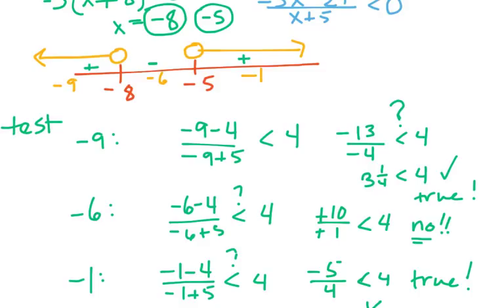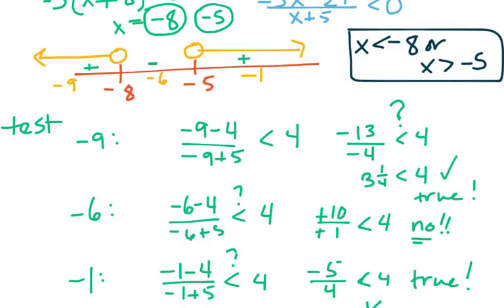So now my answer, which I'm going to put in black just so it stands out, comes from this graph. I know that either x is less than negative 8 or x is greater than negative 5. And that is my solution region for this inequality.